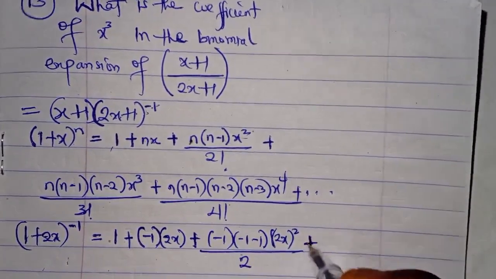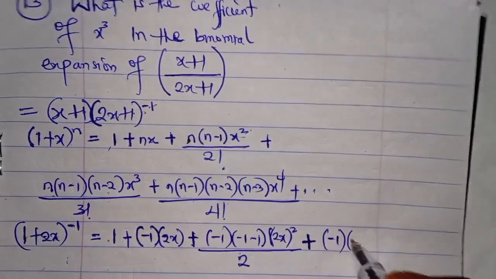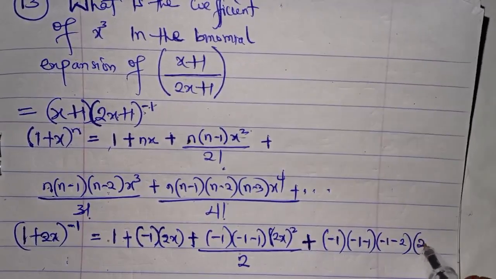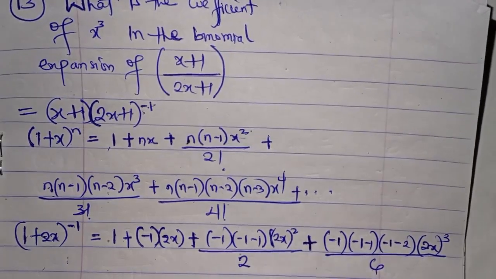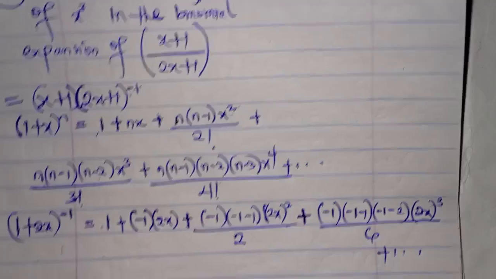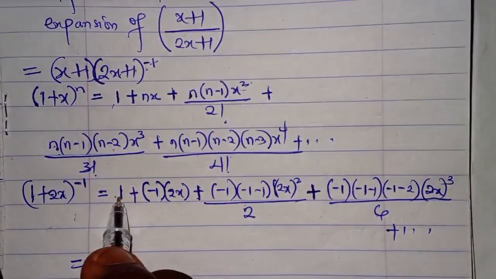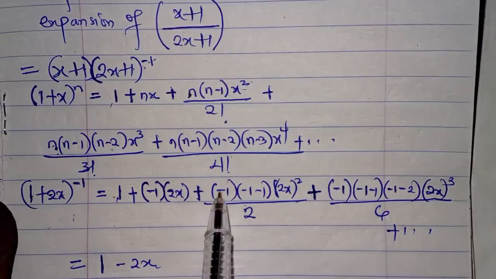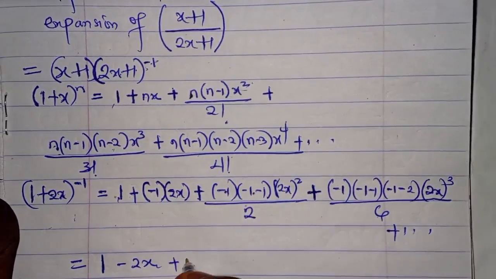Plus n is minus 1, three factorial is 6, and so on and so forth. So this is simply 1 minus 1 times 2x is minus 2x. Minus 1 times minus 2 is plus 2. You get it?